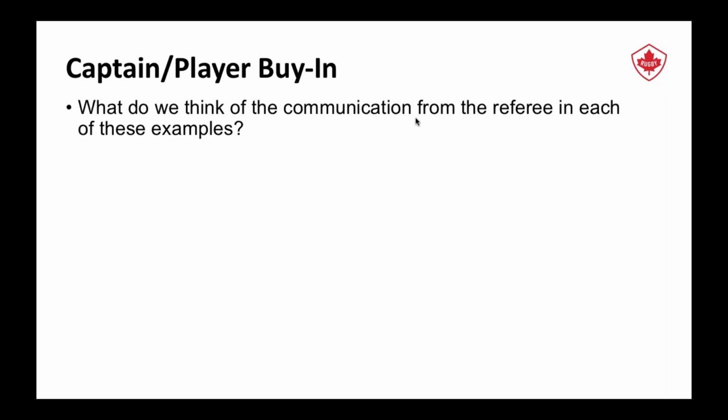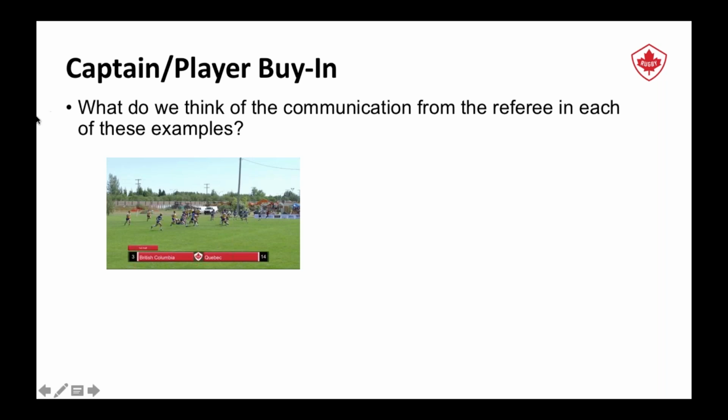So let's just watch a couple of examples, a couple different examples, and then we can have just a brief opportunity to think about, okay, well, what was it about those interactions between the referee and the players, and what are some of the trends we can pick out, or attributes we can pick out that would be more positive or negative to getting that player buy-in. So as we do, we'll watch the clip once, and then we'll have an opportunity to discuss it.